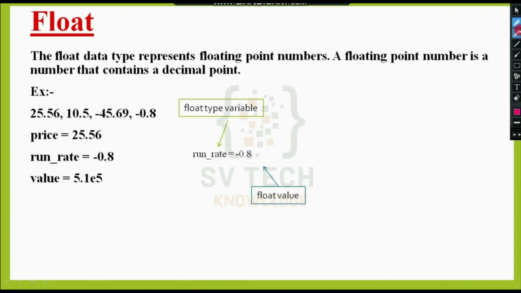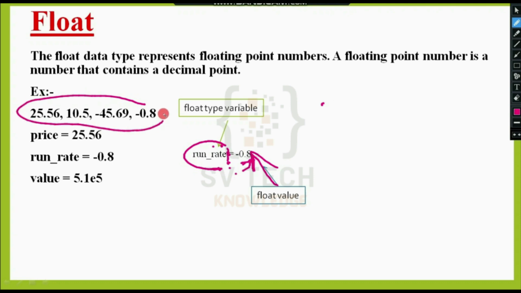We can take decimal point values also. In integers we cannot take decimal points. In float we can take decimal point numbers also. And the variable which is storing the floating point is known as a floating point type variable. Okay, this is the floating point value, and these are examples of floating point values. Okay, this is float.